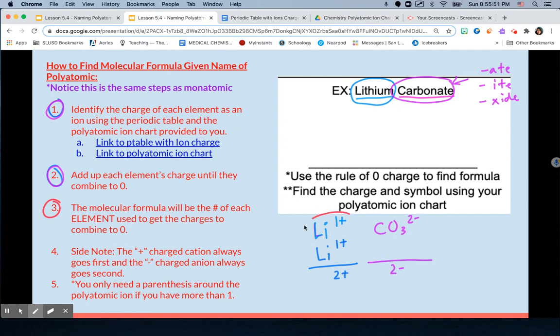Right, so here I had to use 2 Li's. So my formula is going to be Li2. Because Li is just one element, it is not a polyatomic, I don't need to put a parentheses around Li. And my second ion, CO3, I just use one of them. So it's going to be CO3. I don't even need to write the number 1. And because I only need one of them, I don't need to write a parentheses. So this would be my final answer.